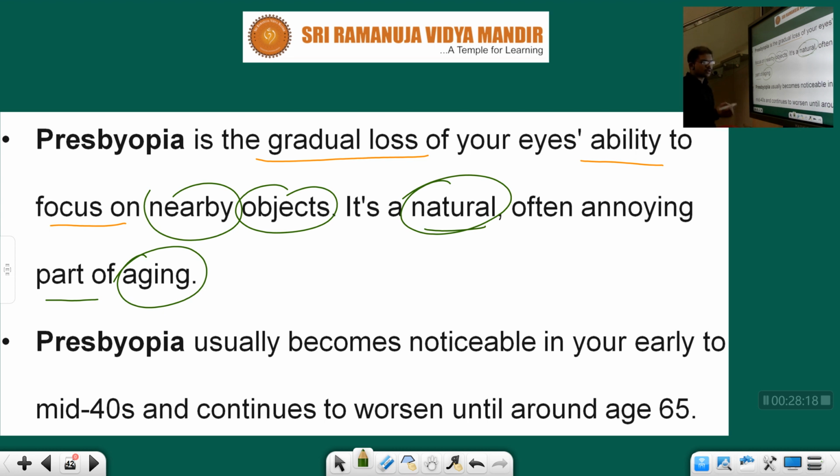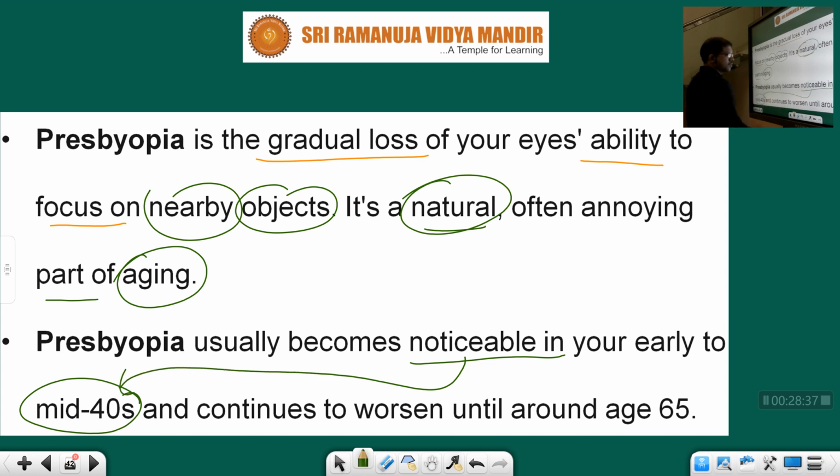It happens due to continuous working of the eye muscles. Definitely after reaching a certain age, they become weaker. This thing will happen. Presbyopia usually becomes noticeable in your early to mid 40s, children, and continues to worsen until around age 65.